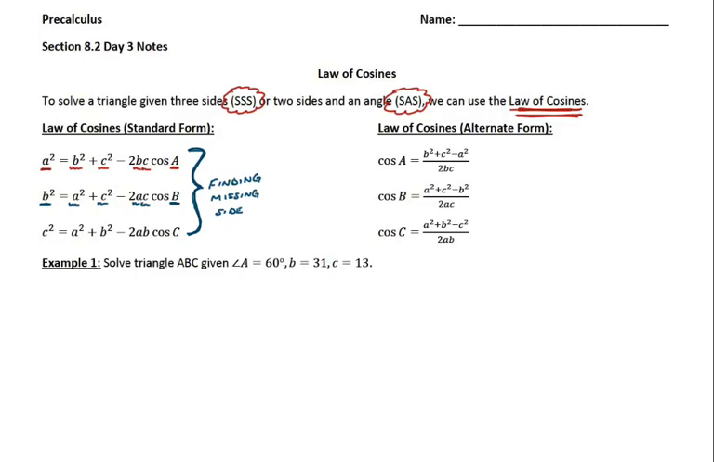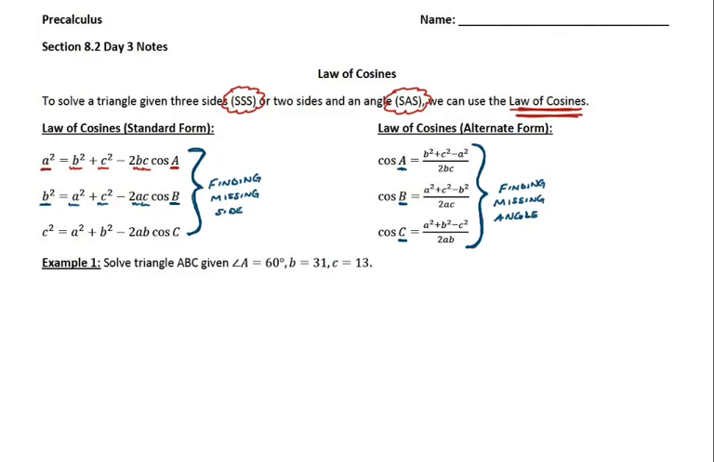But if you look to the right there, the law of cosines alternate form is the setup you would want to use if you're solving for an angle, finding a missing angle. The way I remember that is cosine of A is by itself, which means you're going to be finding angle A, or cosine of B is by itself, you're going to be finding angle B, or cosine of C is by itself, and you're going to be finding angle C. So look at the pattern there.